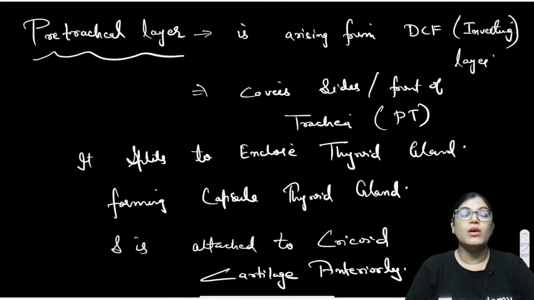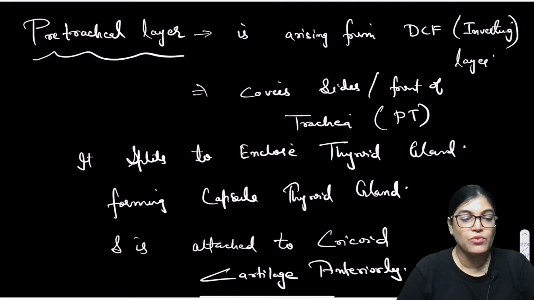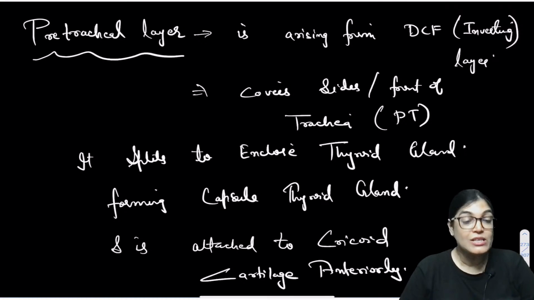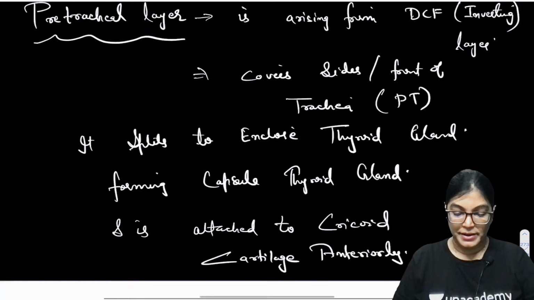Actually, there is one other modification also, that is called the ligament of Berry. A fibrous band which is extending, called the ligament of Berry, is derived from the pre-tracheal layer, and it is connected to the thyroid capsule, lateral aspect, and from here to the cricoid cartilage. So the pre-tracheal layer is forming the ligament of Berry.